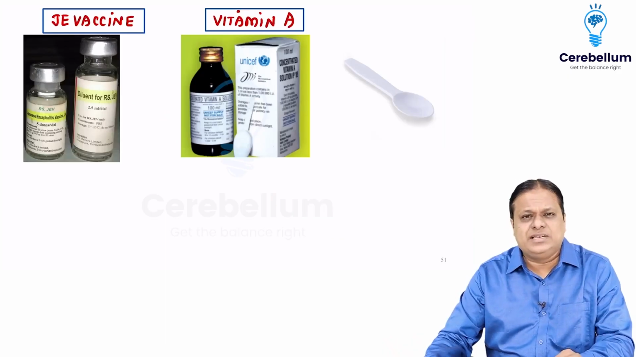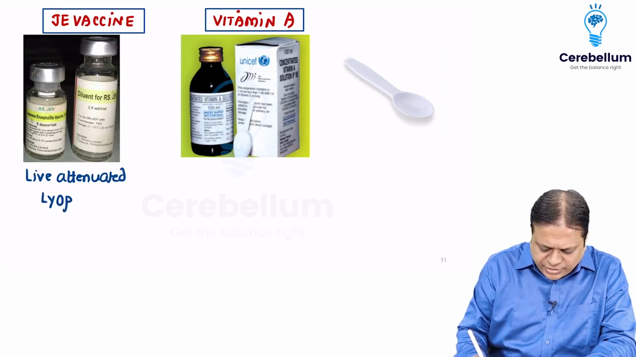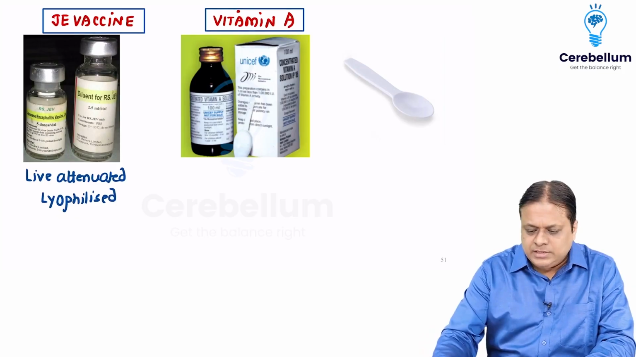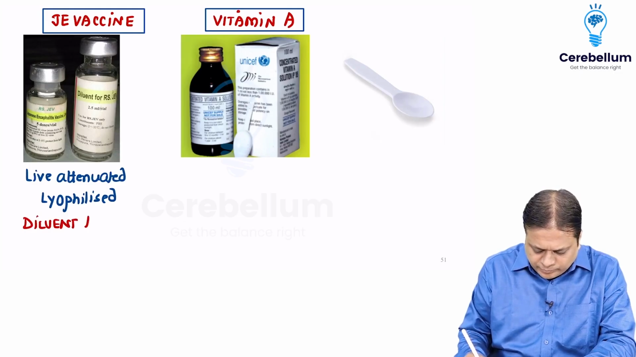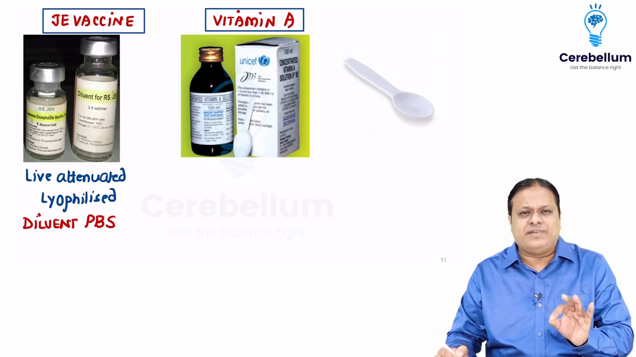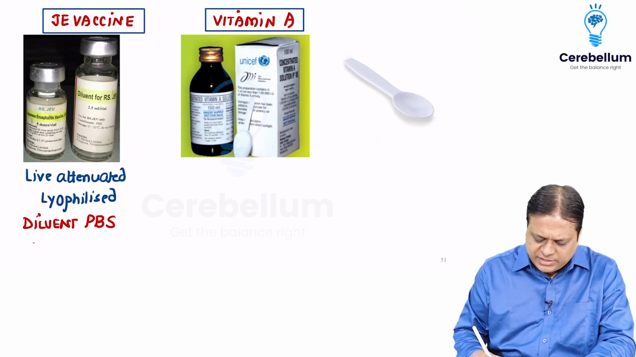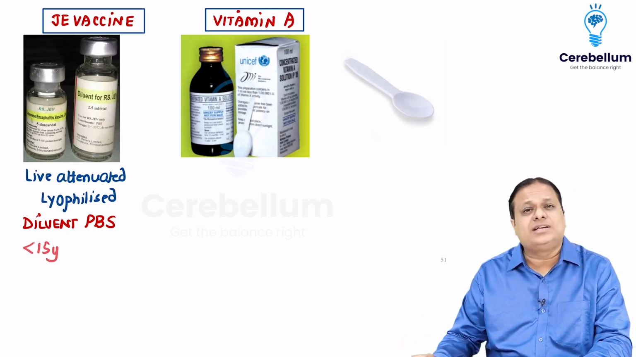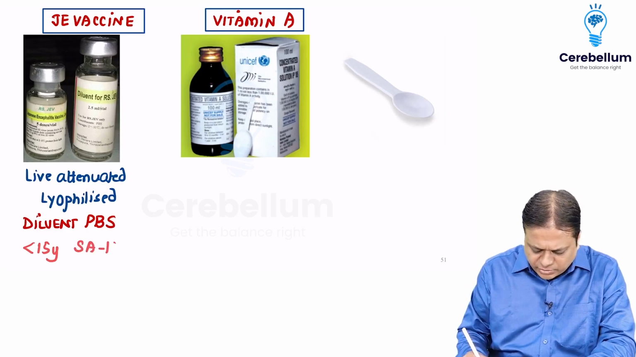Japanese encephalitis vaccine, given at 9 months of age and 16 to 24 months of age, is a live attenuated lyophilized freeze-dried powder vaccine. Reconstitution is done with the diluent phosphate buffer saline. Please remember, for the rotaviral vaccine, Rotasil, the diluent is citrate bicarbonate buffer. This vaccine, which is given till the age of 15 years in the country, has a strain of SA14-14-2.